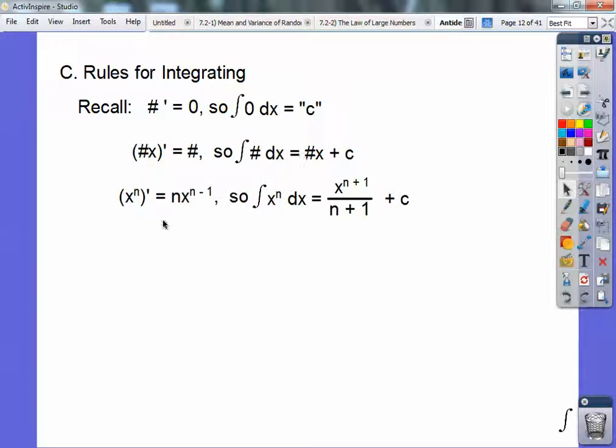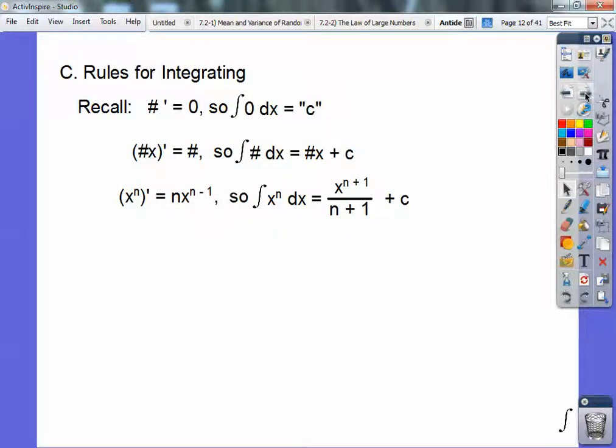And if I have the derivative of x to the 5th, it would be 5x to the 4th. So this would be my 5, and this would be 1 less than that. So for the integral, we go backwards. Instead of subtracting an exponent and multiplying by the number, we add an exponent and we divide by that number. Don't forget your plus c.